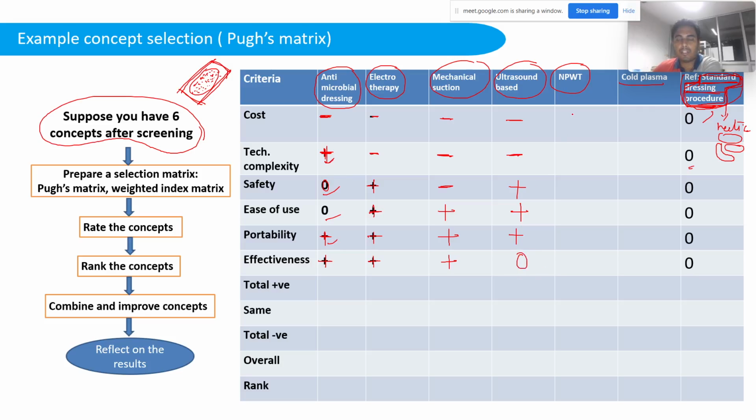Then negative pressure. Negative pressure cost is a bit high, negative. Then technology complexity, it is complex, negative. Safety wise, it is very safe. Ease of use and portability, yes. Effectiveness, very, very effective. Okay.